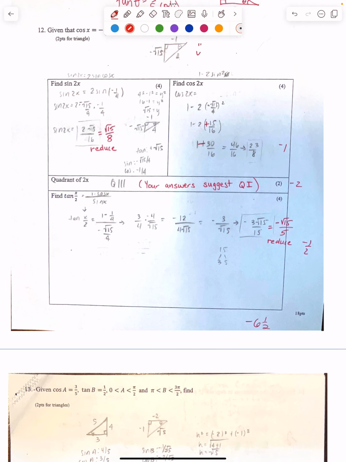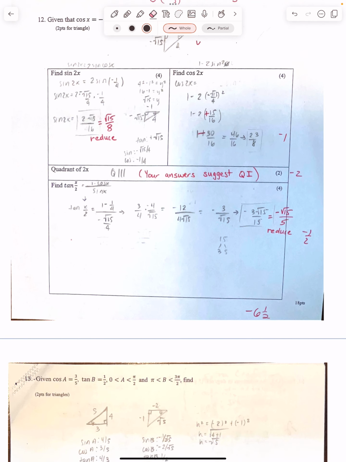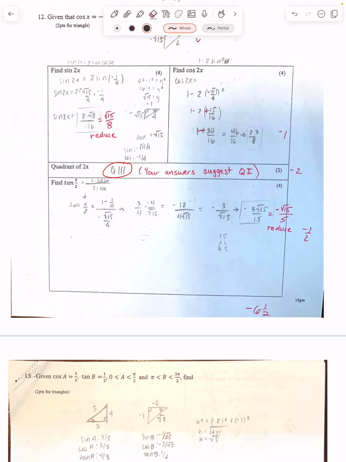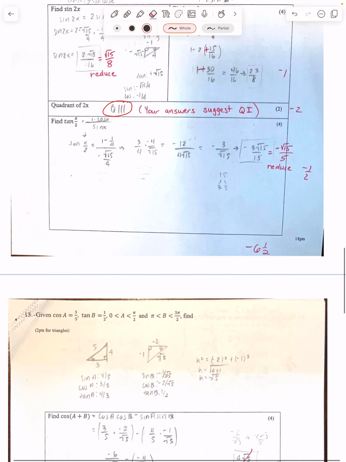Cosine of 2x. You use this formula, that looks right. The only thing is when you square a negative, it's going to end up being positive. So instead of 1 plus 30/16, it should have been 1 minus 30/16, which gives you a slightly different answer. But overall, you used the right formula and you did everything correct except for that sign error. Now, in this next question, it's asking you what quadrant you're in, and you said 3, but you got a positive for the sine and you got a positive for the cosine. So the only place that happens would be in quadrant 1. So based on the answers you got, you should have answered quadrant 1. So that's why I missed that one.